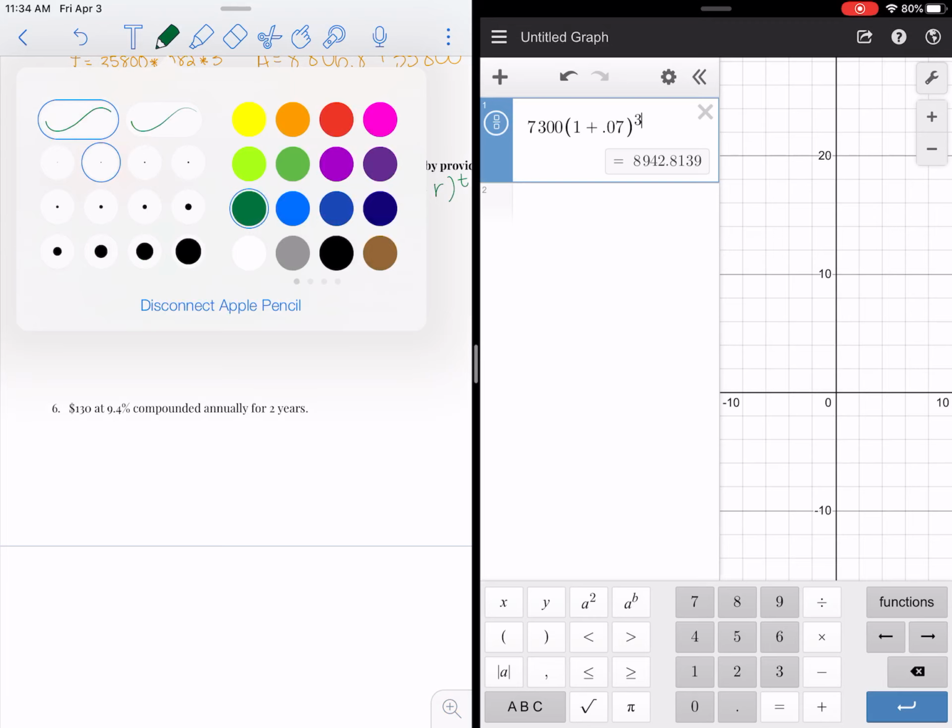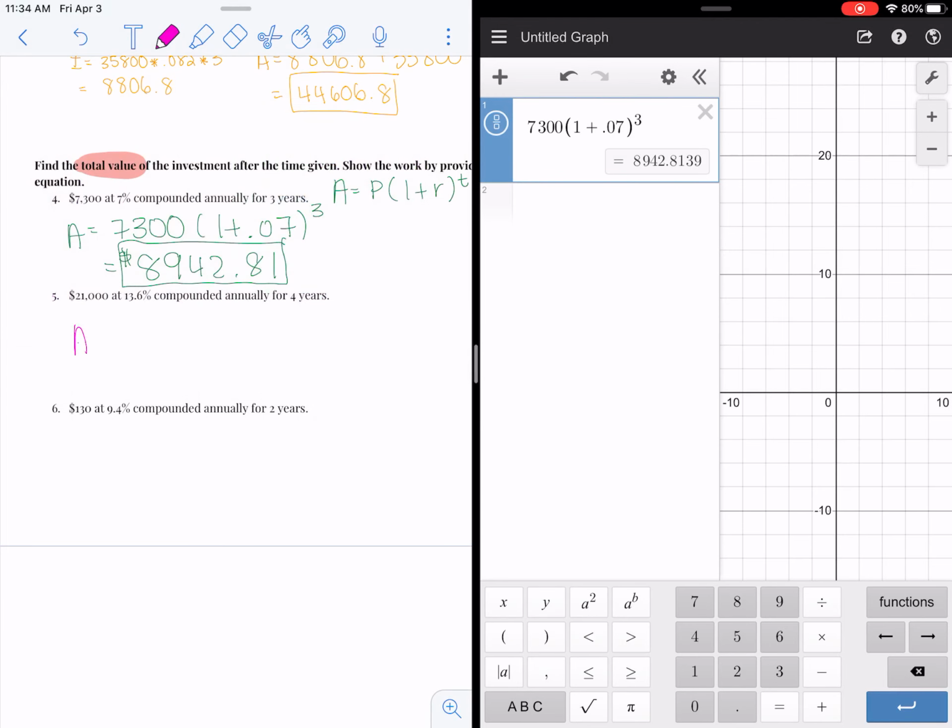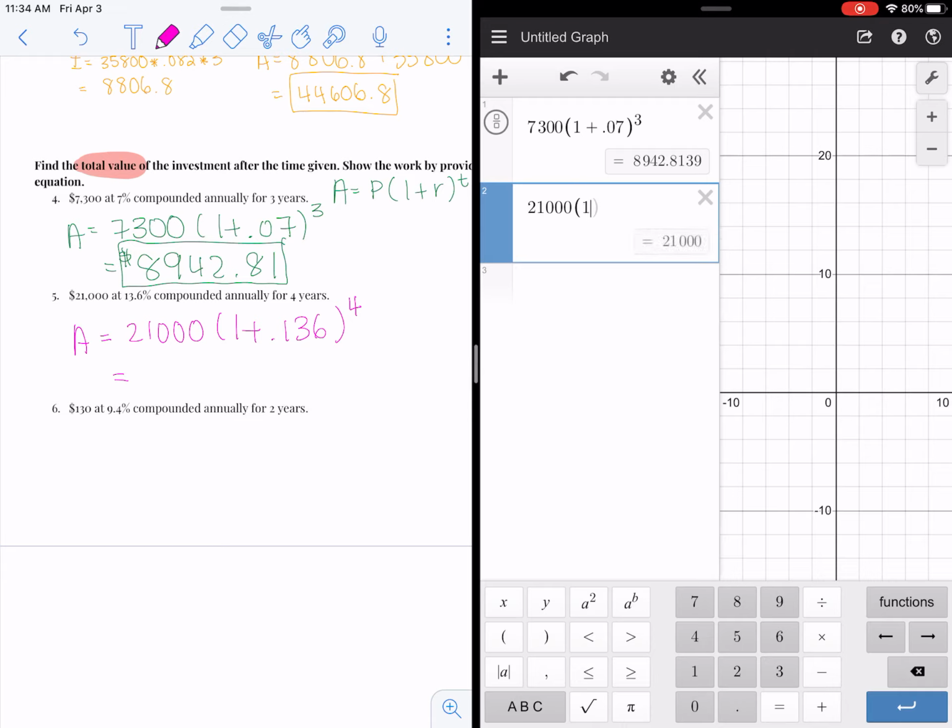Number 5, we have $21,000 at 13.6% compounded annually for 4 years. So again, we're going to use the compound interest formula, 1 plus 0.136 to the fourth power. So I'm going to go to my calculator, 21,000 parentheses 1 plus 0.136 close parentheses to the fourth power. That gives you $34,972.98. So that would be the final answer, the total value of this investment.